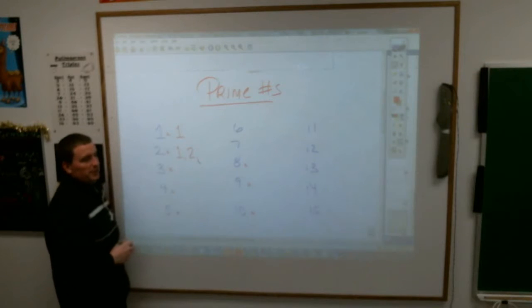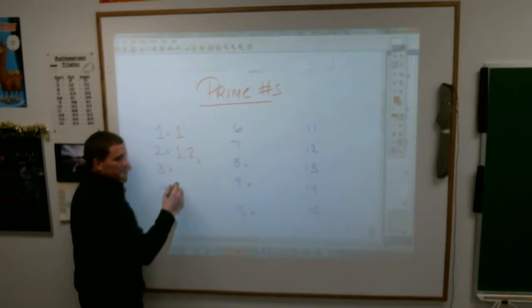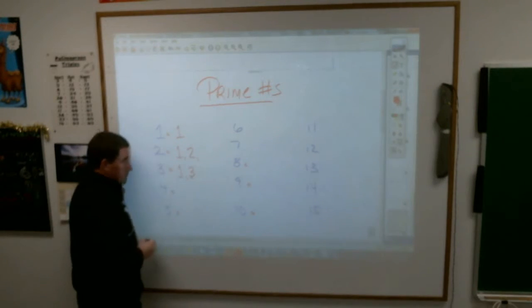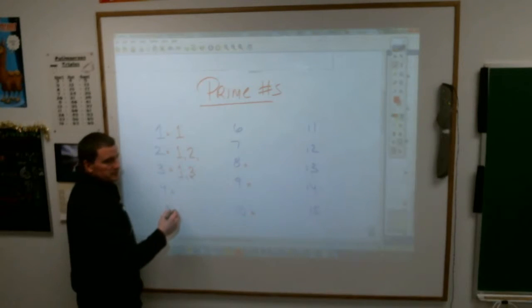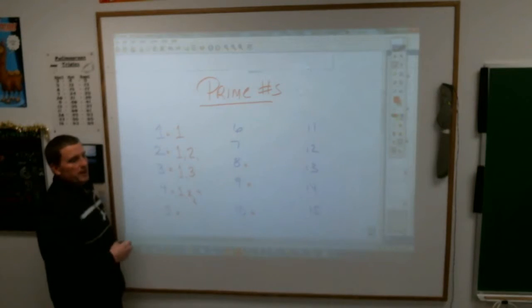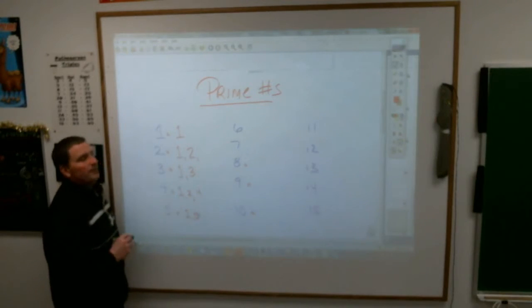How about the factors of 3? What times what gives you 3? 1. What times what gives you 4? 1 and 4. Wait, don't forget about 2 times 2. What times what gives you 5? 1 times 5.